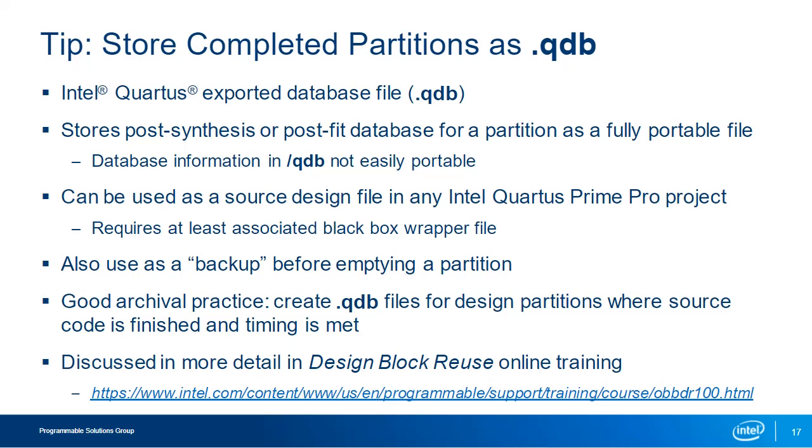The Intel Quartus Prime software exported database files are used in the design block reuse flow to transfer design partition information from one project to another. Storing partitions as .qdb files makes them completely portable, including placement and routing information. While this information is available in a project's QDB directory, it is not as easily portable as a .qdb file. To learn more about the creation and use of .qdb files, see the Design Block Reuse online training.